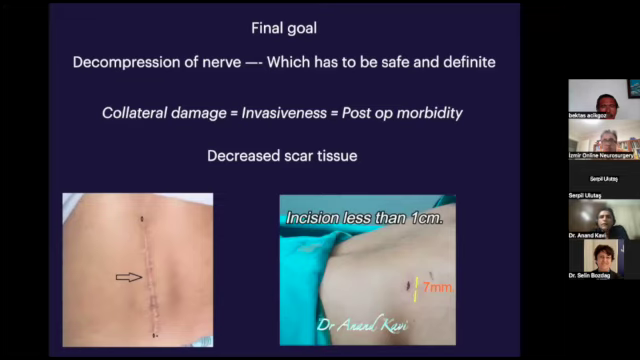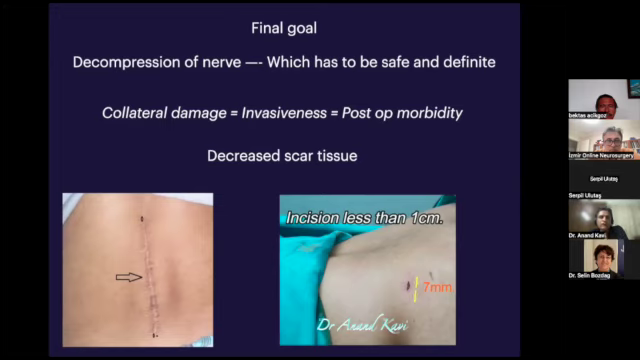Now, what is the final goal in all these kinds of procedures? It is decompression of the nerve. This decompression has to be very safe and it has to be definite. So, any collateral damage caused by the invasiveness of our approach is what increased the post-operative morbidity in all these procedures. So, decreased scar tissue means a higher success rate and a better surgery.